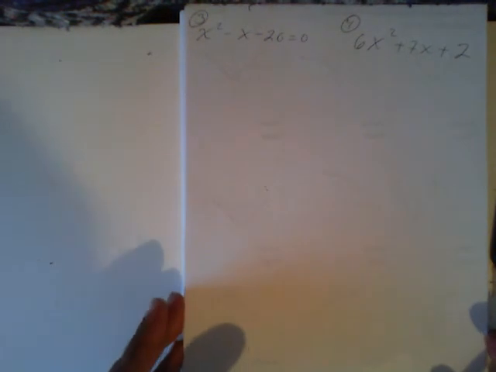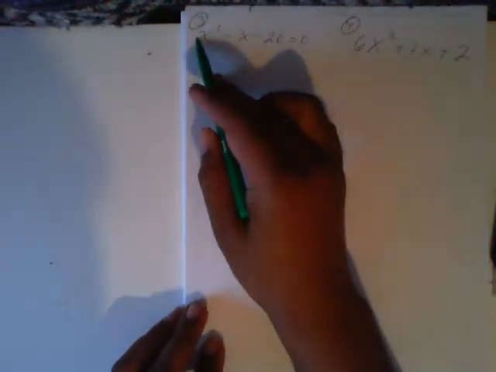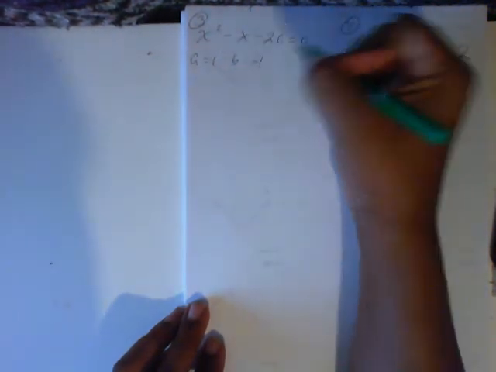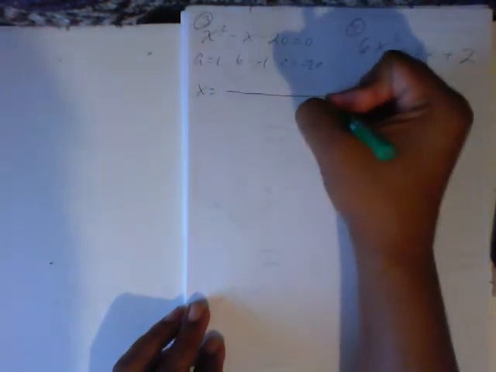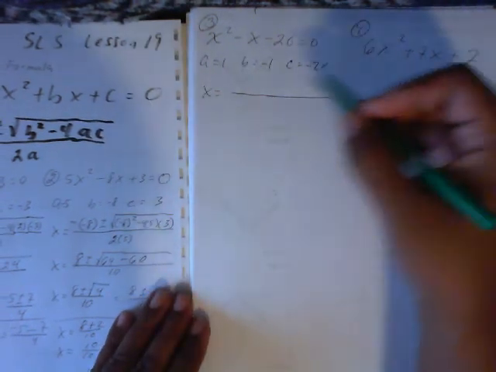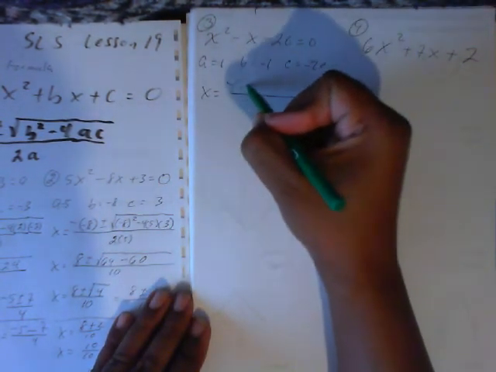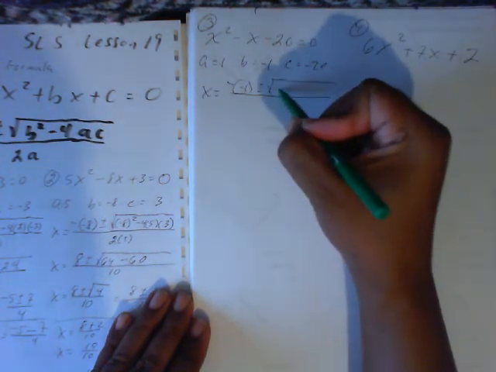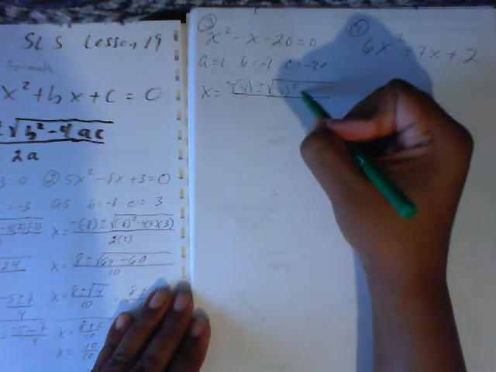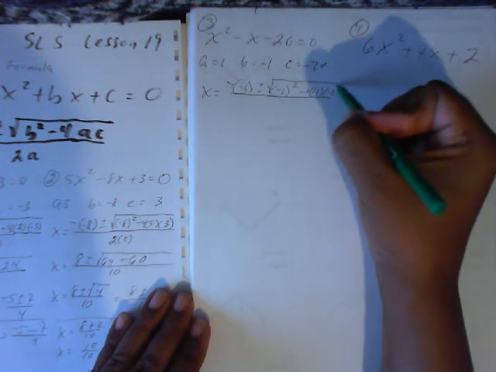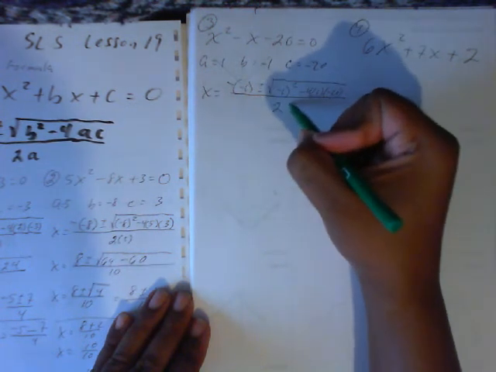Next, number 3. Okay, for this one, A is an understood 1, B is an understood negative 1, and C is the constant negative 20. So x would equal, and following the quadratic formula again, here, the opposite of B, which is negative 1, plus or minus the square root of negative 1 to the second power, that's B, minus 4 times a, which is 1, and times c, which is negative 20. And that's all over 2 times a, which is 1.